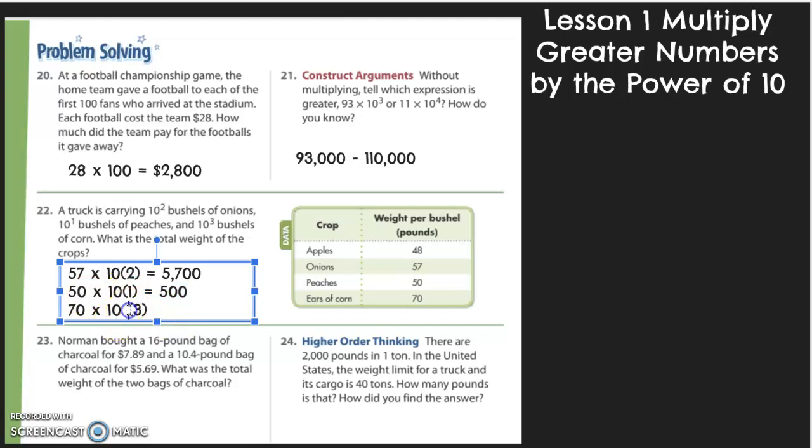And then our last one here, 70 times 10 to the 3rd, I would put 70, then add my zeros, and I would get 70,000, and now I have to add these up.